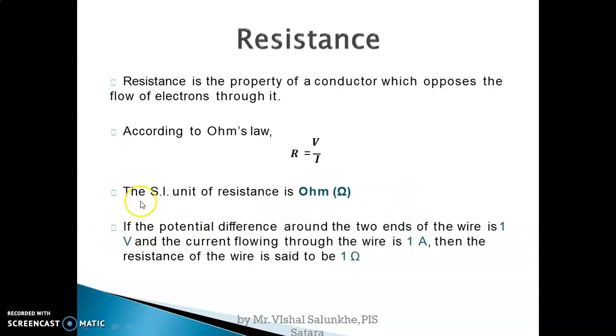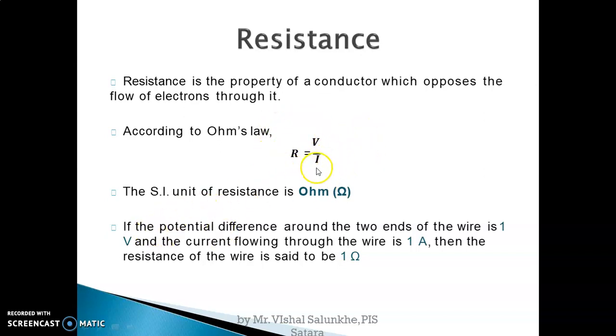And how do we define 1 ohm? Here, resistance is equal to potential difference upon current. The unit of resistance is ohm, the unit of potential difference is volt, and the unit of current is ampere. So we can write 1 ohm is equal to 1 volt divided by 1 ampere. In this way we can define 1 ohm resistance.